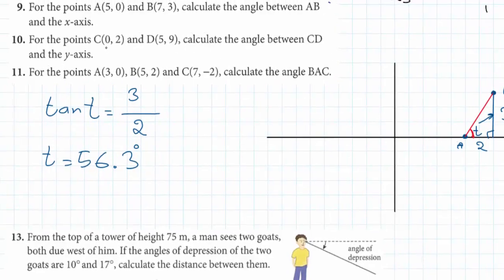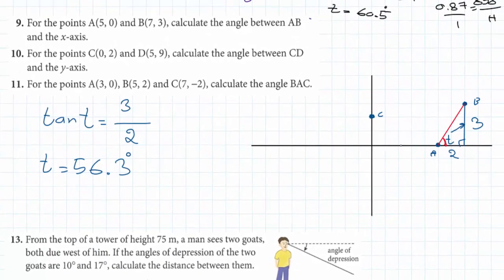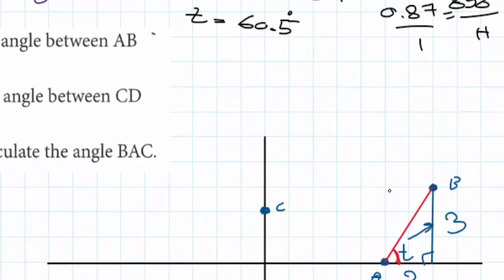This time we're going to plot 2 points. 0, 2: 0 in x-axis is here. 2 in y-axis is here. So this is point C. And 5 in x-axis, 9 in y-axis. 1, 2, 3, 4, 5. 1, 2, 3, 4, 5, 6, 7, 8, 9. So it will come around here. This is point D. Now we need to work out the angle between CD and the y-axis.